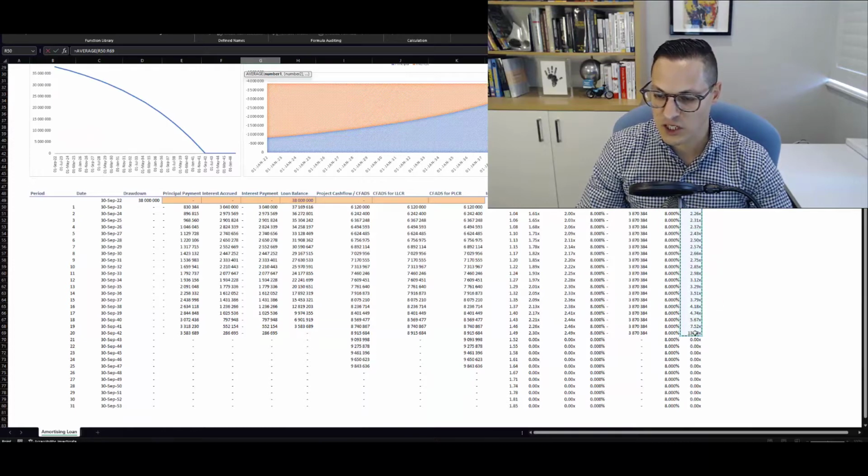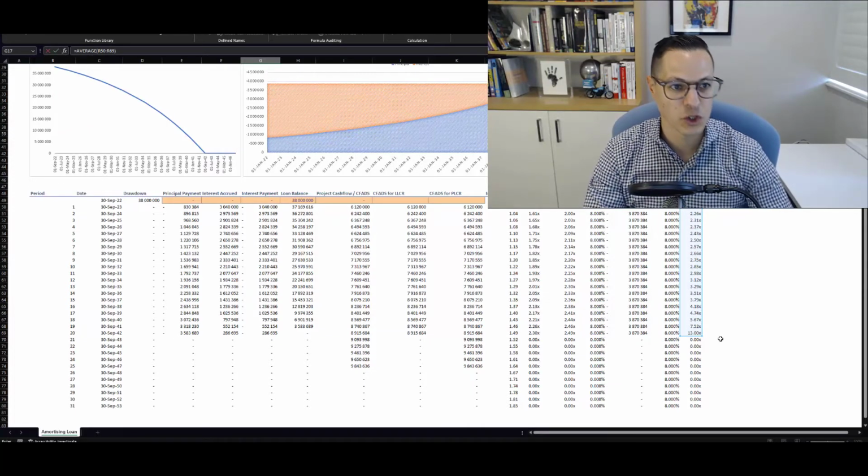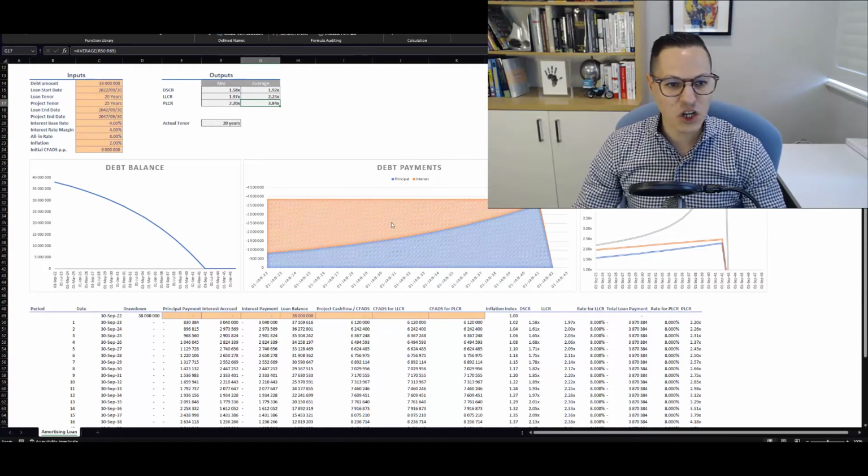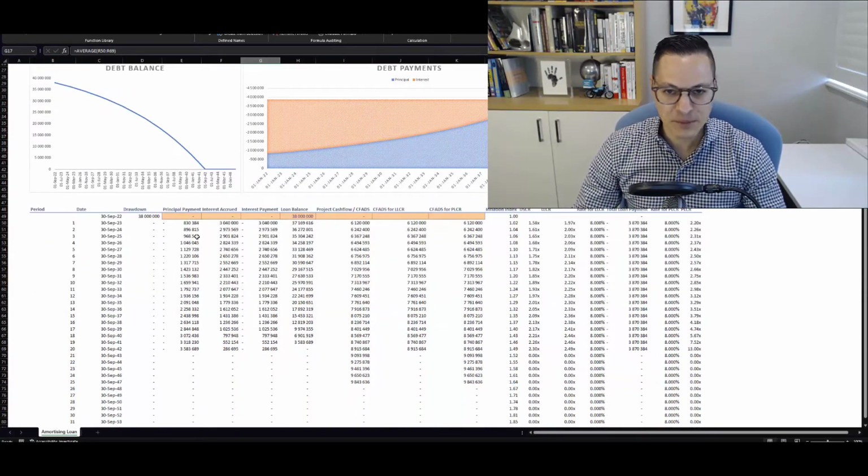and the average is simply the average of all the PLCRs. And we can see it's going to be skewed by this very high number at the end, which I'm going to explain now. The average is quite high. So let's go and have a look at why this is the case.